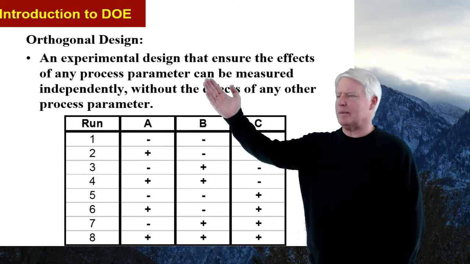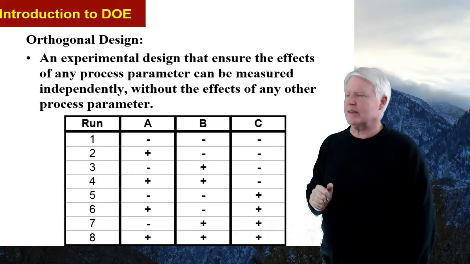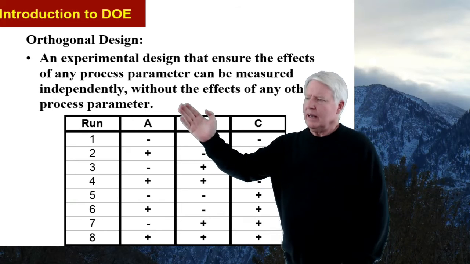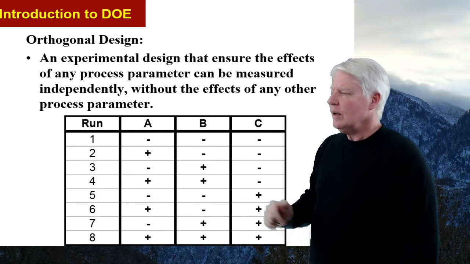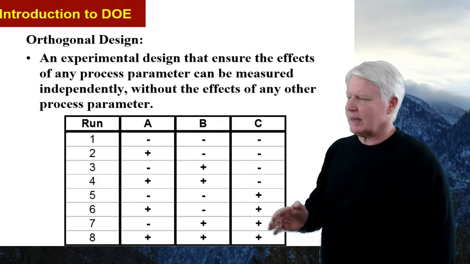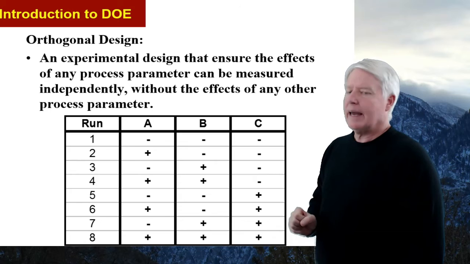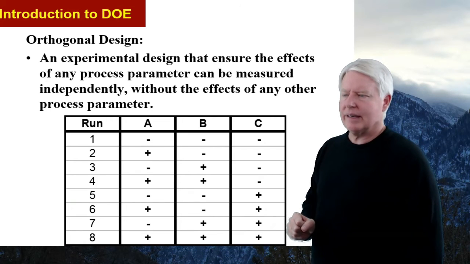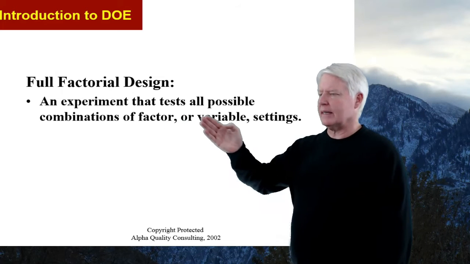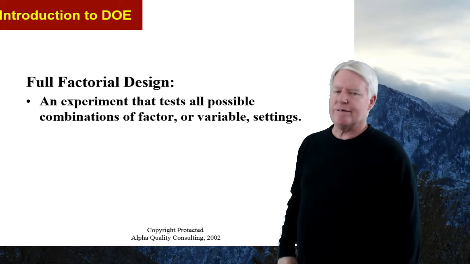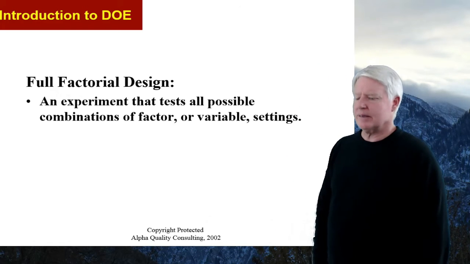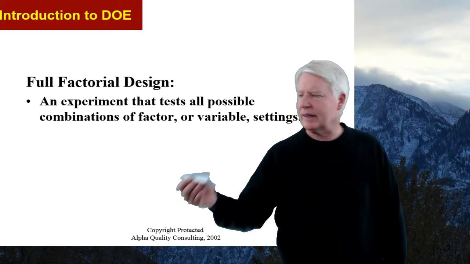Orthogonal design: an experimental design that ensures the effects of any process parameter can be measured independently without the effects of any other process parameter. That's not going to make a lot of sense right now, but what makes it unique, you'll always have an equal number of positive and negative values. That's one thing orthogonal will be. And it's also what we call a full factorial design. Allows for that independence. What is a full factorial design? An experiment that tests all possible combinations of factor or variable settings. Okay, all possibilities. I'm testing every possibility on this thing.